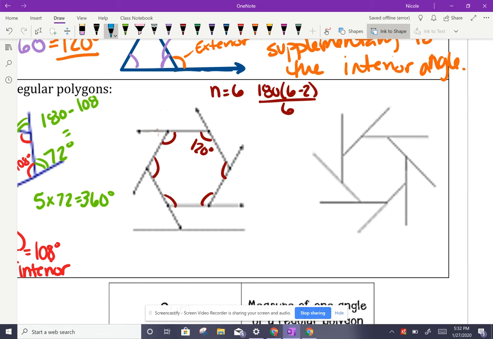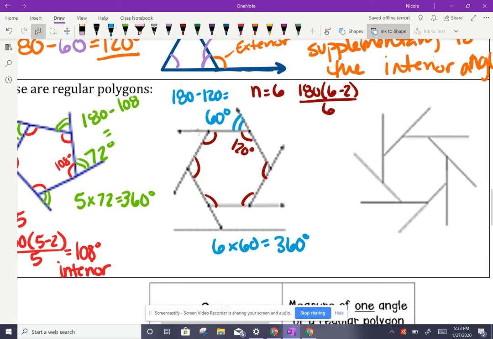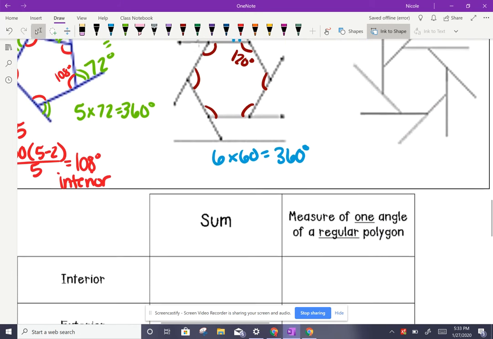So how much should that exterior angle be, guys? 180 minus 120 tells me it should be 60. So if each one of these is 60, there's 6 angles. 6 times 60 is 360 degrees. How about that? They're the same. The exterior angles have the same sum. Do y'all think that means something? I think it does. I think it really does. It's going to happen every time. Doesn't matter how many sides we do.